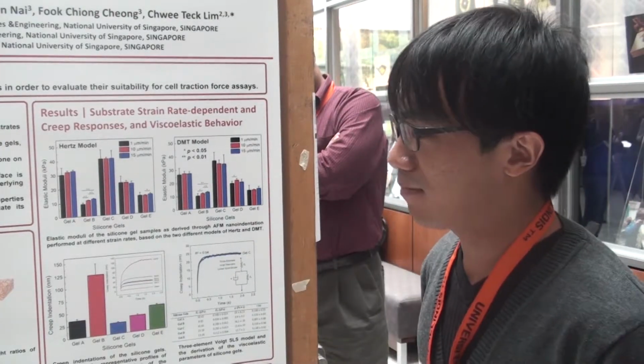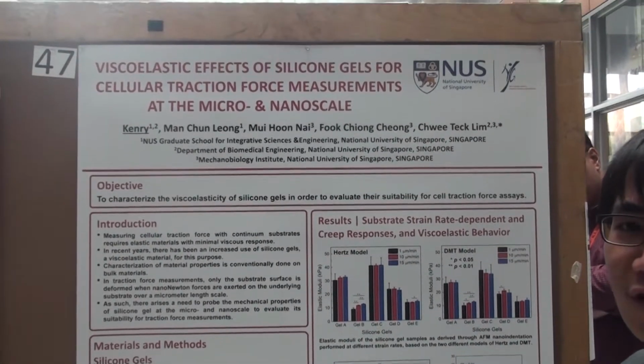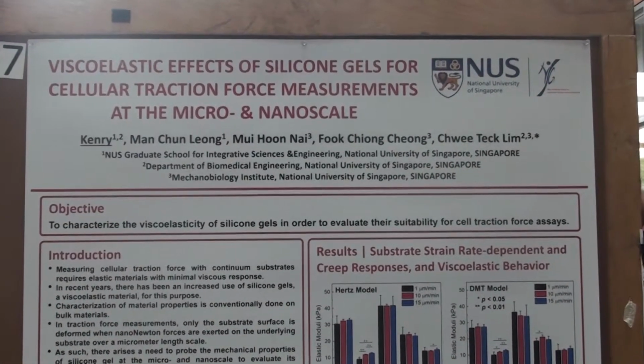Okay, so hi, my name is Kenry. I'm from National University of Singapore. I'm currently a second-year PhD student. So the project that I'm currently working on is titled Viscoelastic Effects of Silicon Gels for Cellular Traction Force Measurement at the Micro and Nano Scale.